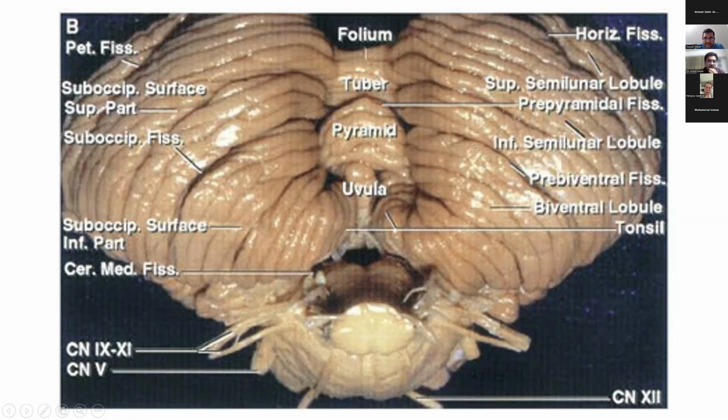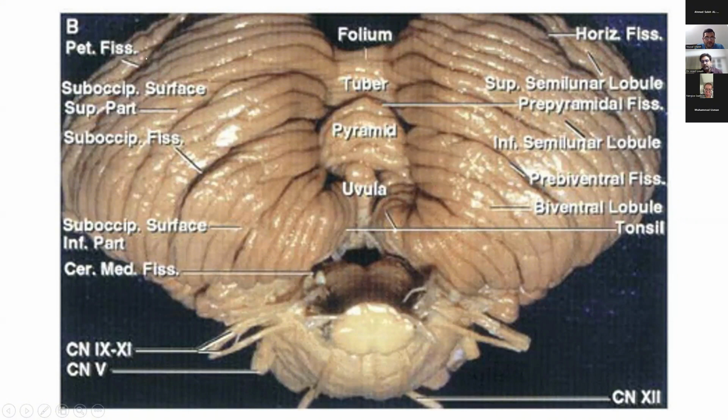Now, just like the tentorial surface, the suboccipital surface also has a major fissure, which is known as the suboccipital fissure. This is just one fissure, but yet again, we have divided it into two parts: the hemispheric part and the vermian part. The vermian part is separating the tuber and pyramid, whereas the hemispheric part is separating the inferior semilunar lobule from the biventral lobule.